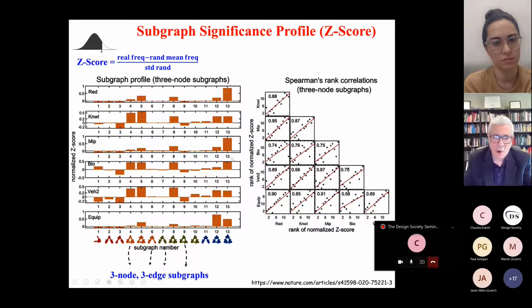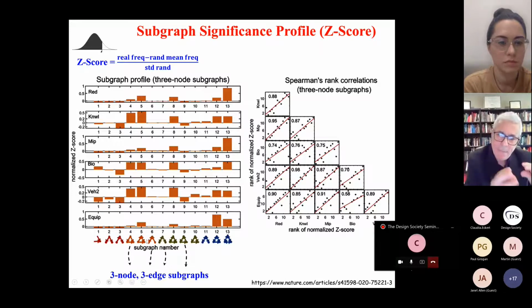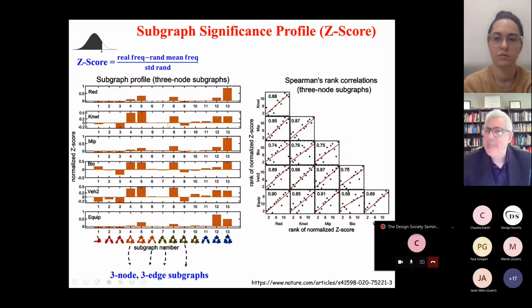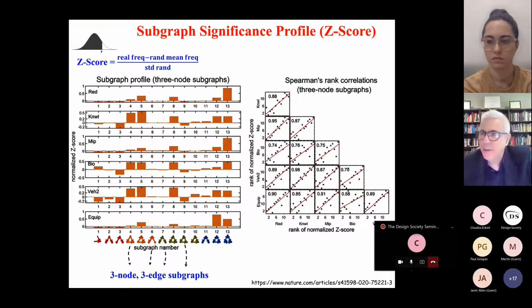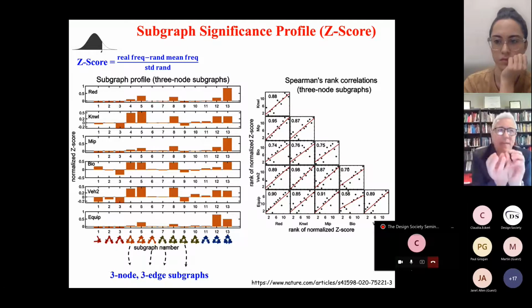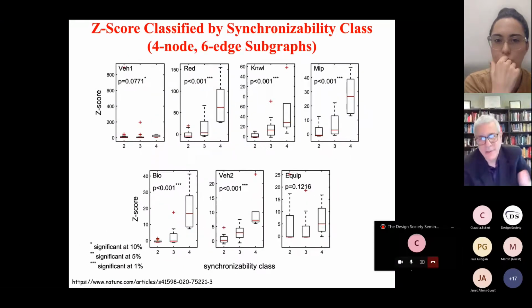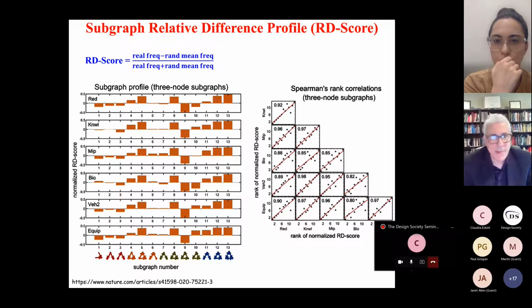And moreover, it turns out that the synchronizability property of a subgraph is associated with the z-score, meaning the higher the synchronizability property of a subgraph, the more prevalent the subgraph appears in the real network relative to a randomized ensemble. That's the idea here. So I'm going to skip ahead because my time is past, and it gives you the same idea.